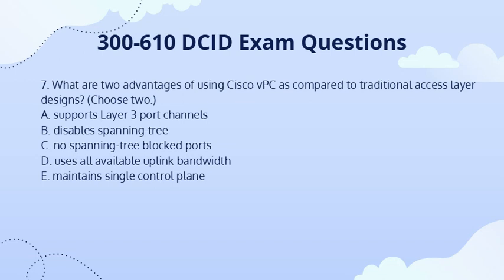7. What are two advantages of using Cisco vPC as compared to traditional access layer designs? Choose 2. A. Supports Layer 3 port channels. B. Disables spanning tree. C. No spanning tree blocked ports. D. Uses all available uplink bandwidth. E. Maintains single control plane.